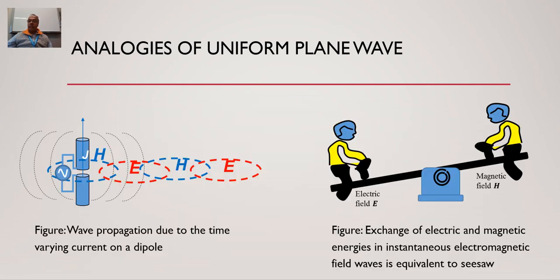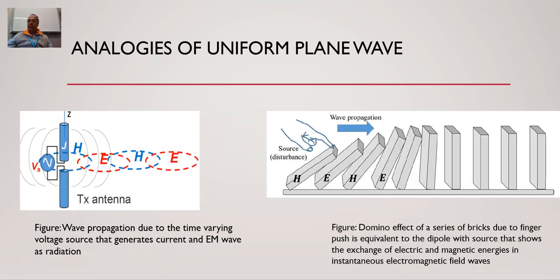Another example is a seesaw that represents the exchange of electric and magnetic energies in an instantaneous electromagnetic field wave due to these two laws. Next, the domino effect due to the finger push is equivalent to the dipole antenna with a source that shows the exchange of electric and magnetic energies in instantaneous electromagnetic field waves. Similarly, many examples are given in the book to enhance the fundamental concepts of the uniform plane wave.